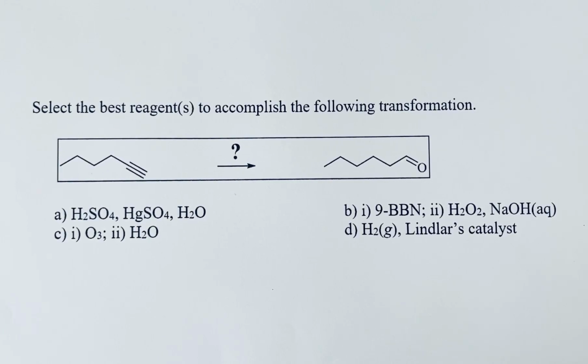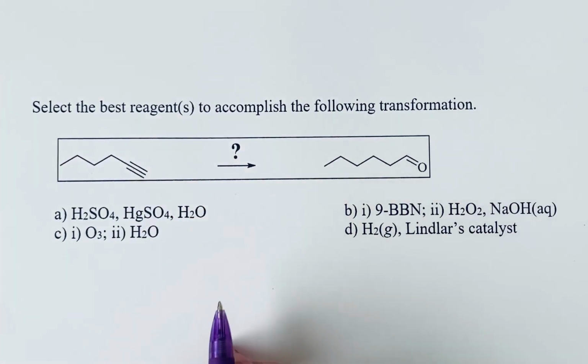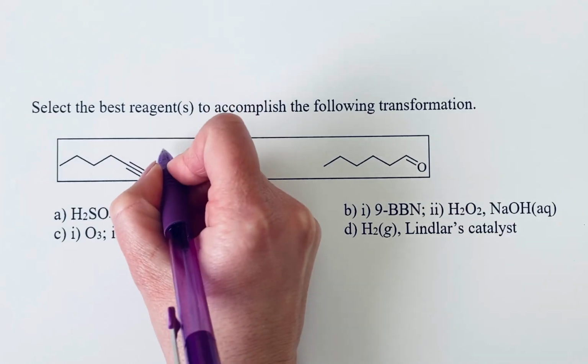Select the best reagents to accomplish the following transformation. In looking at this reaction, we want to identify the functional group of the starting material and the functional group of the product. Looking at the starting material, we have a carbon-carbon triple bond. So this is an alkyne.